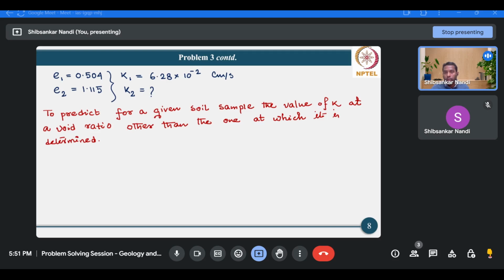The K value which is given to us, 6.28 into 10 to the power minus 2 centimeter per second, is measured at a void ratio value of 0.504, and now we have to predict the K value for a different void ratio value of 1.115. If this is the scenario, then we can utilize the empirical relationship between the hydraulic conductivity and the void ratio given by Taylor.